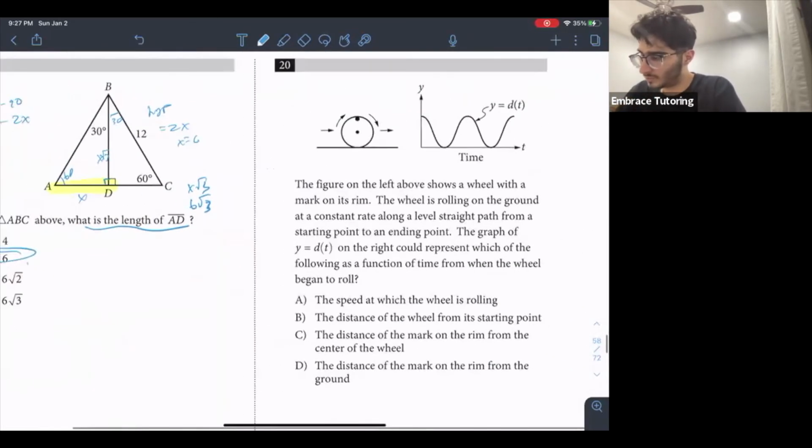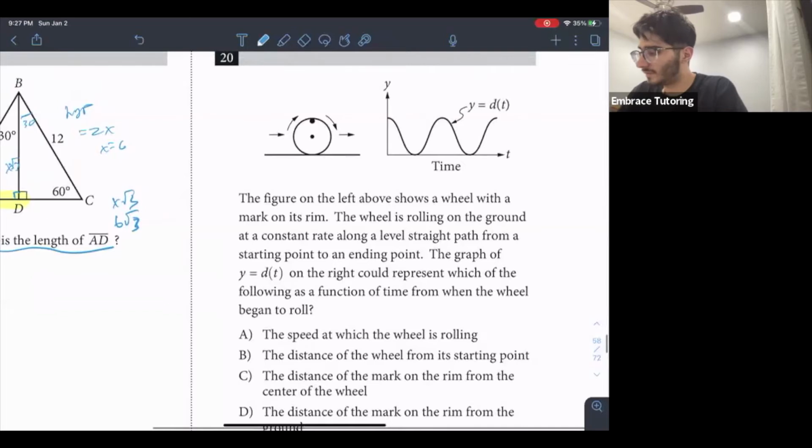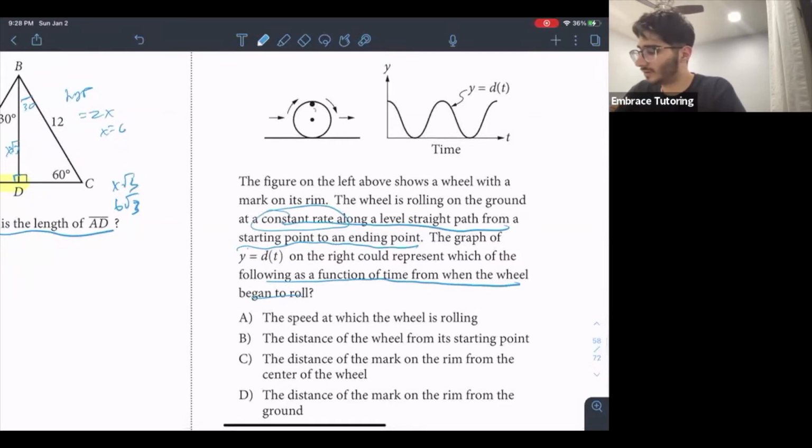So question 20, the figure above on the left, right here, shows a wheel with a mark on its rim. A wheel is rolling on the ground at a constant rate along a level straight path from a starting point to an ending point. The graph y is equal to d of t on the right could represent which of the following as a function of time when the wheel began to roll. So it's rolling at a constant rate, so that means that the speed at which it's rolling should be the same.